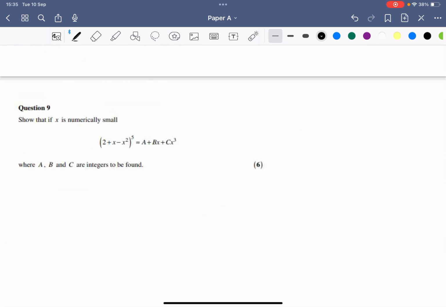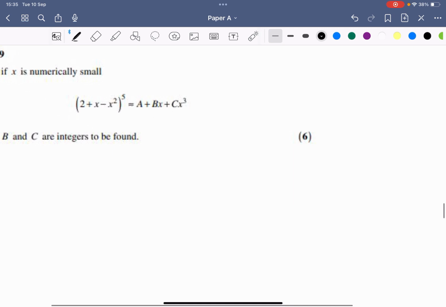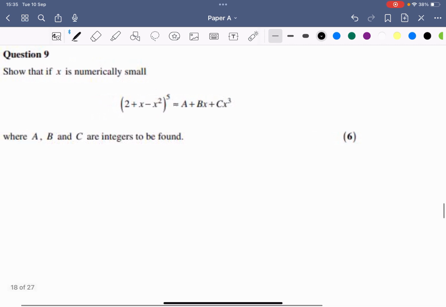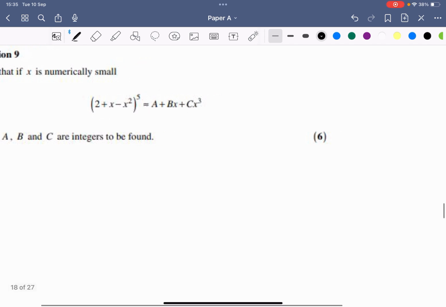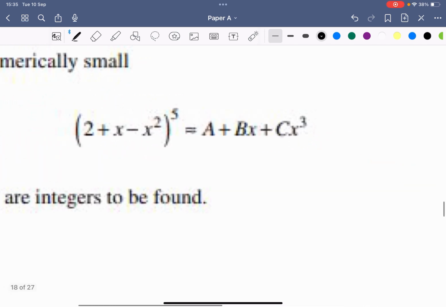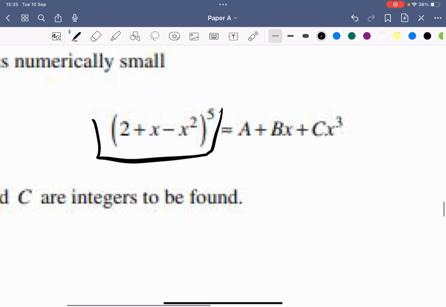Alright, so for question 9, we need to show that if x is numerically small, (2 + x - x squared) to the power of 5 is equal to a + bx + cx cubed, where a, b and c are integers to be found. Essentially, if we expand and simplify this, we should get some long equation, and the highest power we'd expect is a power of 10, because we have a 2 and a 5 here.